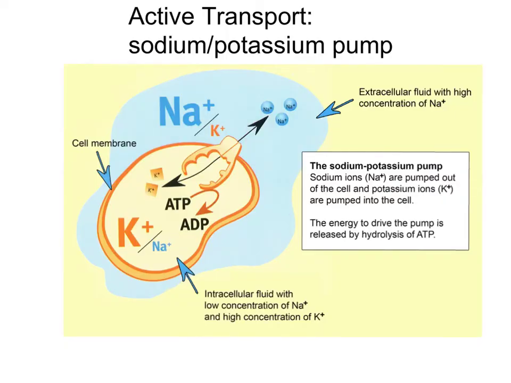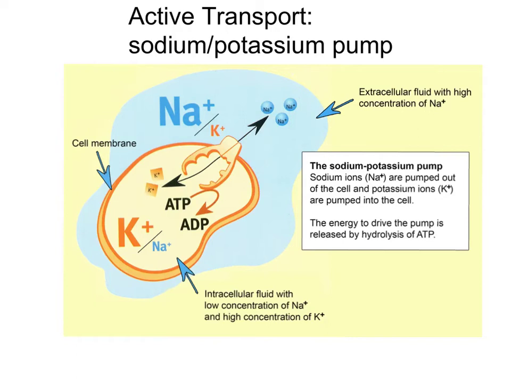Another example of active transport is a sodium-potassium pump. There needs to be a balance maintained between sodium and potassium on the outside and the inside of the cell. So in this case, these charged particles, sodium ions or potassium ions, sodium ions are actually pumped out of the cell. And here you can see them with the arrow going outward.